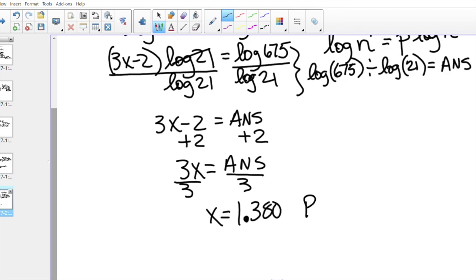I personally like to round off to 3 places. Some people like 2. Now remember, we rounded this off, so over here where you have the equal marks, put a dot.